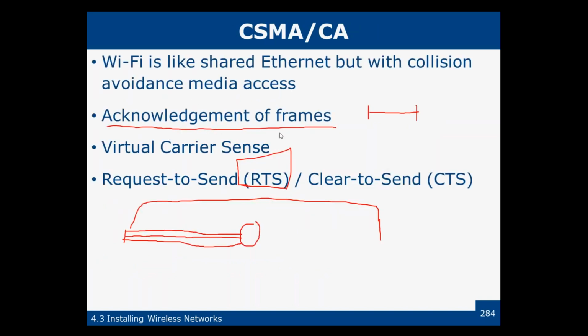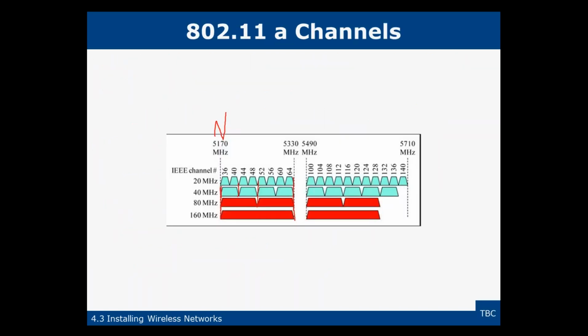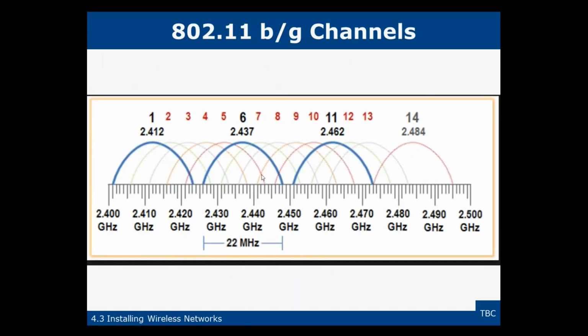Goodput is how much data you're actually getting through, and the goodput goes back to all of these things that slow it down: the acknowledgement, the CSMA-CA, the request to send and the clear to send sorts of things.